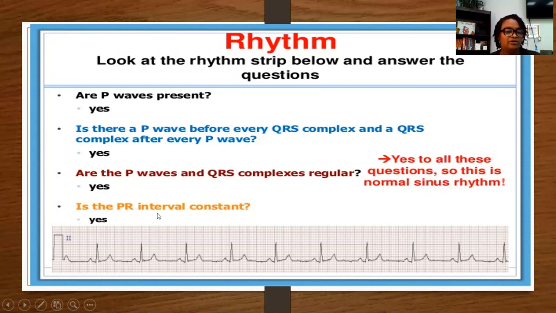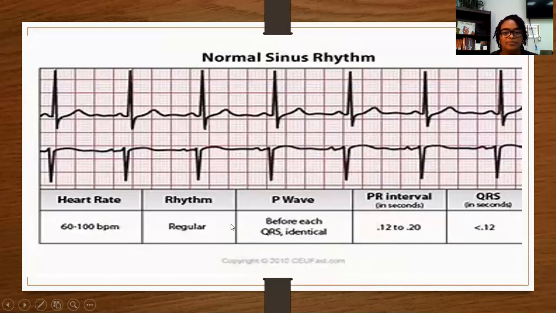Is the PR interval constant? And it is. So here, this is an example of a normal sinus rhythm. Here's another example.